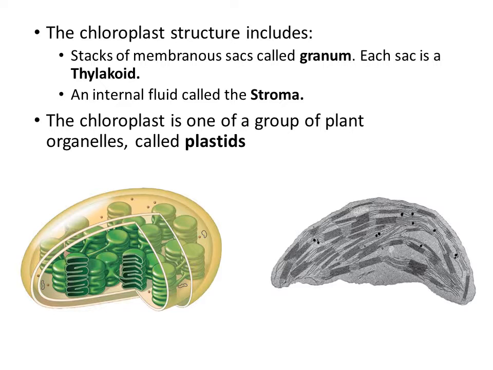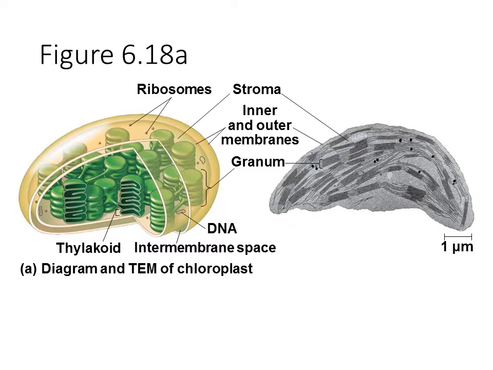So the chloroplast is one of a group of organelles called plastids. It is also double layered, just like the mitochondria and just like the nucleus. This is a transmission electron microscopic view of the chloroplast. This helped them to create the image to the left.